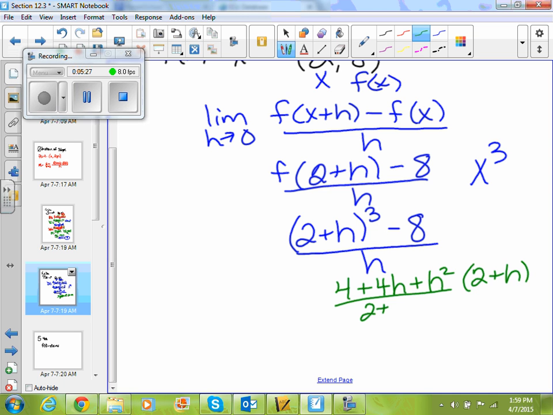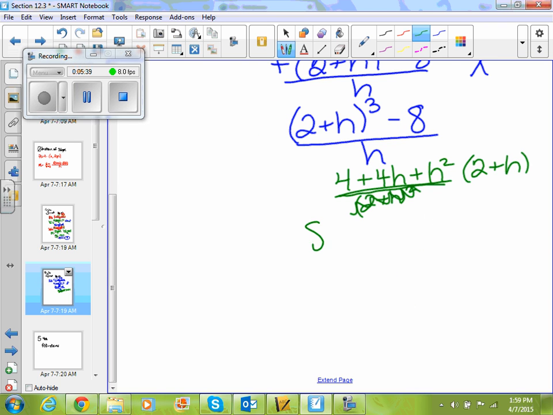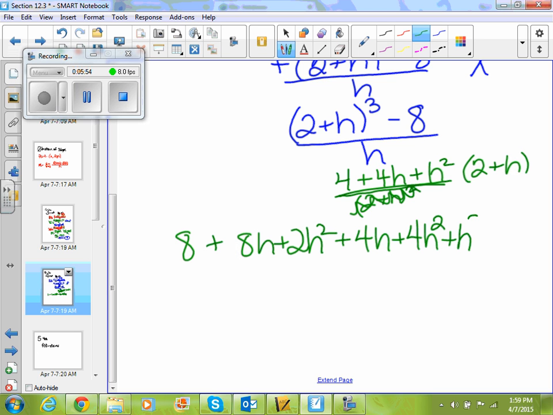This part is 2 plus h squared. That's not a fraction, I'm just labeling that it's 2 plus h squared. So then I have to take it times 2 plus h again in order to get 2 plus h cubed. So 8 plus 8h plus 2h squared plus 4h plus 4h squared plus h cubed minus 8. That is 2 plus h cubed, all divided by h, and now we're going to simplify.